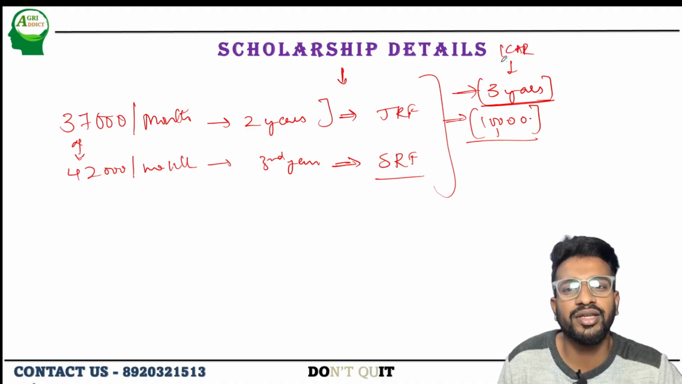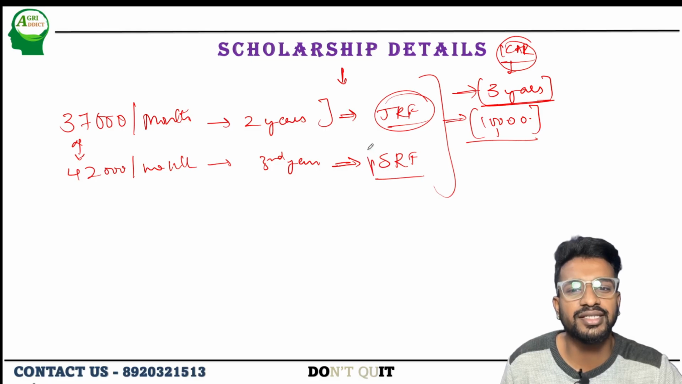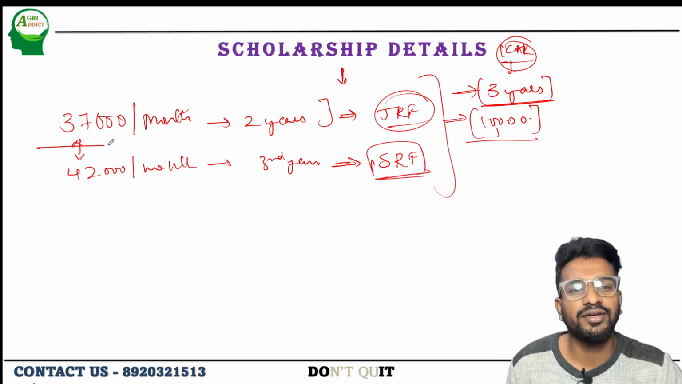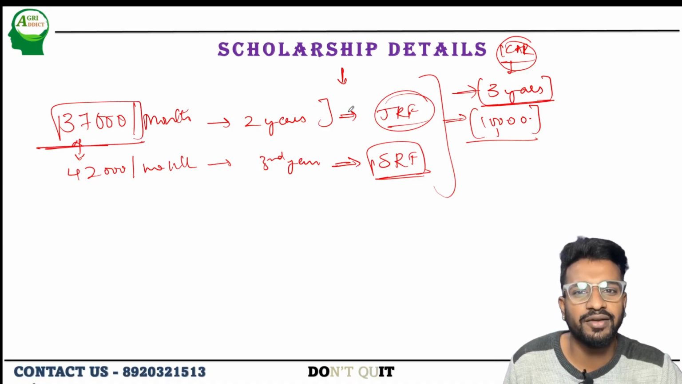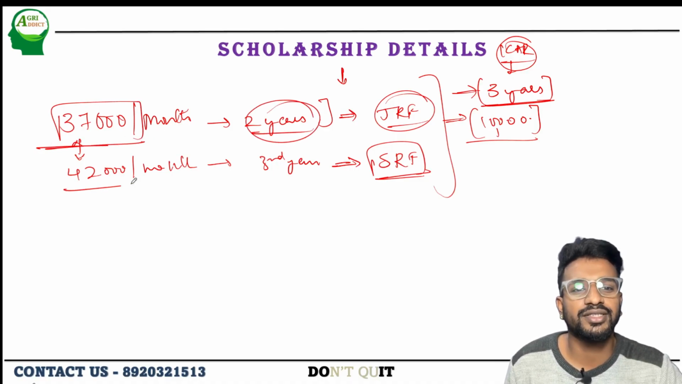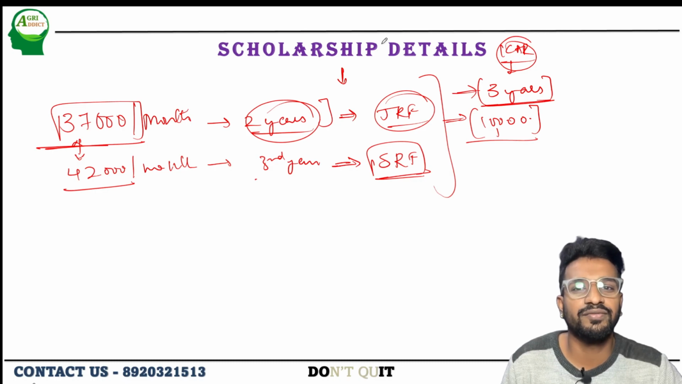ICAR will only provide the fellowship for 3 years, in which the first 2 years the fellowship will be JRF and the last year the fellowship will be SRF. The fellowship has been revised recently, where it is 37,000 per month for JRF for the first 2 years, and for the last year, the third year, it would be 42,000 per month. So this is regarding the scholarship details.